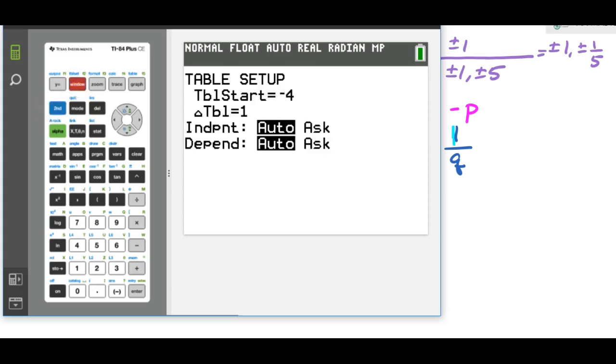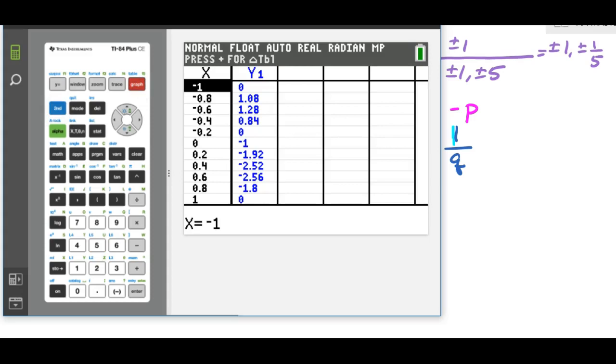So now we're going to go to second window, and we're going to change our table start to our biggest negative, which was -1. And our delta table is going to be 1/5, and I'm going to type in 1 divided by 5. It's always better to put in the fraction versus the decimal, because sometimes it's okay and sometimes it's not, so it's better just to do the same thing every time.